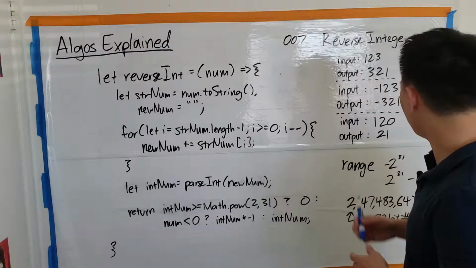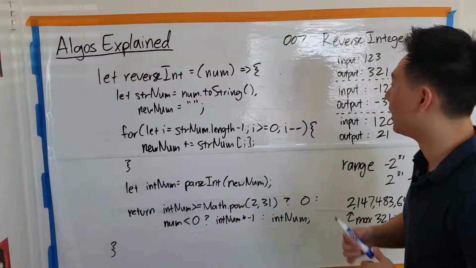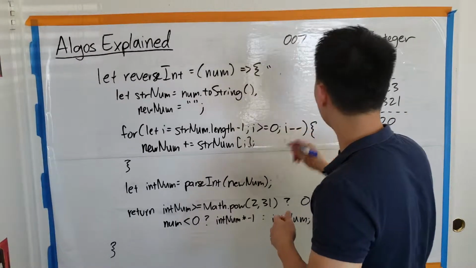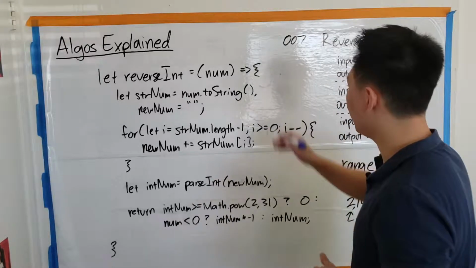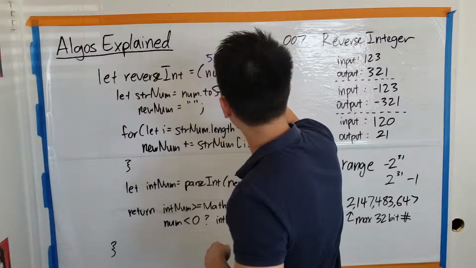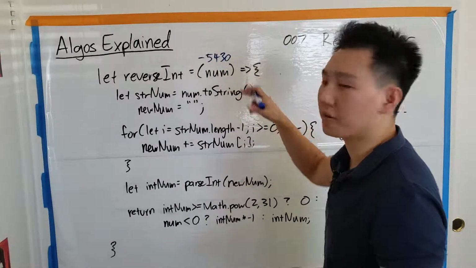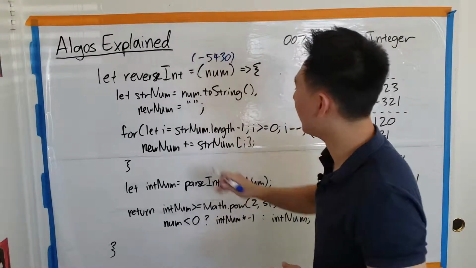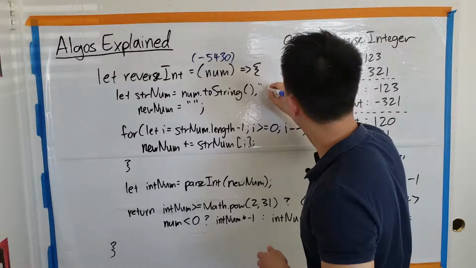But let's go ahead and take a number like one of these guys with some zeros at the end and let it be a negative. I think that's pretty much as complicated as this one can get. And so let's make our num, let's say negative 5,430. That's our number that we're given. And our string num is going to be this number put into a string.